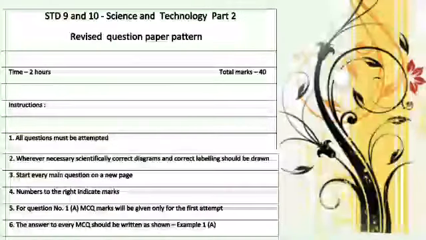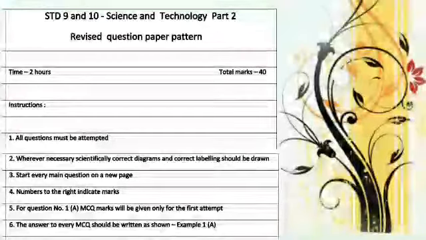Before we discuss the question paper pattern in detail, first of all we will see how the instructions are given on the question paper and what they mean. First instruction is all questions must be attempted. Yes, you have to attempt all the 4 questions. Second one, wherever necessary scientifically correct diagrams and correct labeling should be drawn. If you don't know the answers correctly but you know the diagram, if it is related to that, you can draw it over there, but it should be properly labeled.